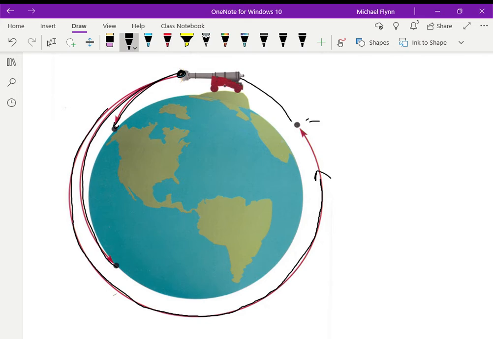That is an orbit, okay? Now, as you can imagine, you probably have to throw it pretty hard, right? So the actual number is somewhere around 30, 40 times the speed of sound. So we're talking about thousands of kilometers per hour, okay? Now, can we do it? Of course we can. We've done it.